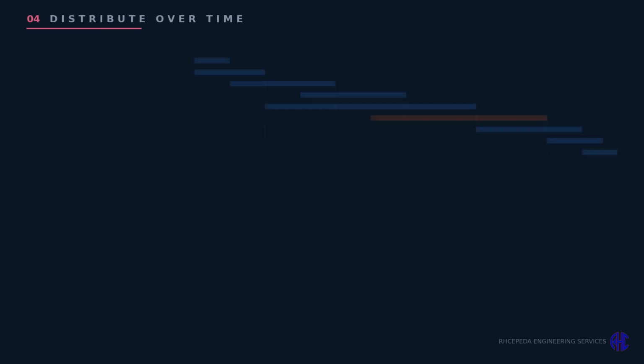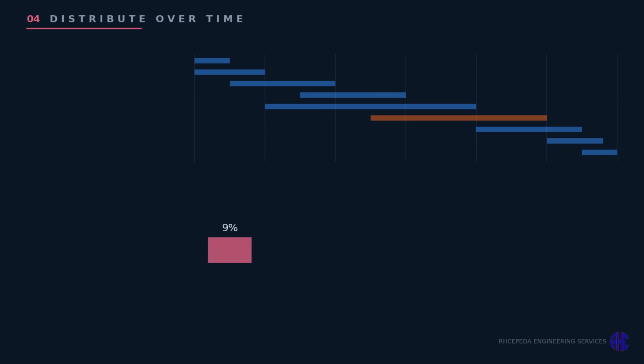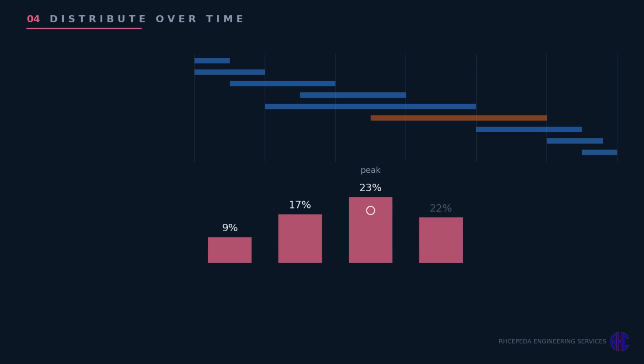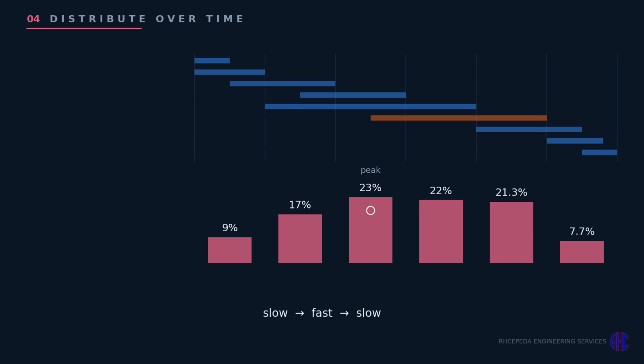Step 3. Spread each activity's weight across its bar on the timeline, then total each month. Month 1 earns 9%. Month 2, 17%. Month 3, 23%, the peak of production, with paving in full swing. Then 22, 21, and a final 8 to close out the job. Slow at the start, fast in the middle, slow at the end. That rhythm is exactly what shapes the S-curve.